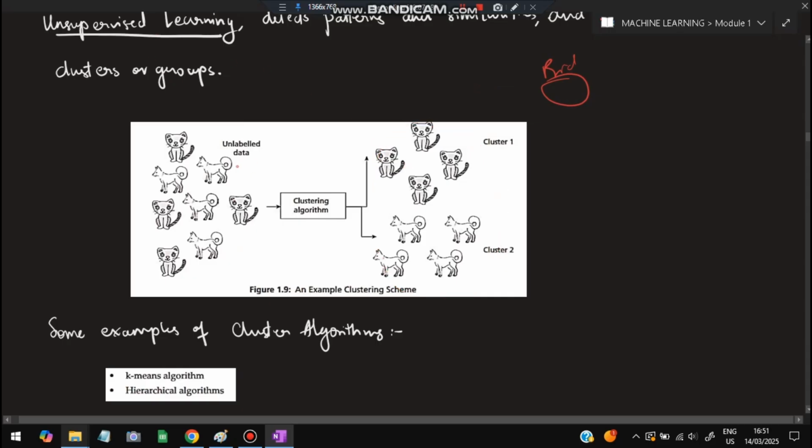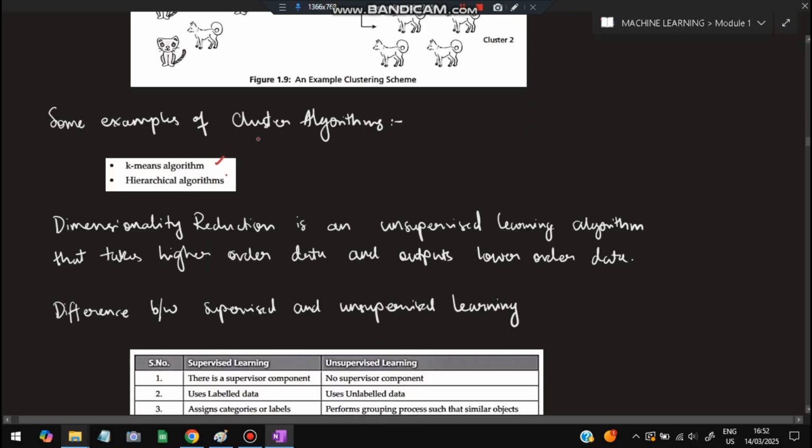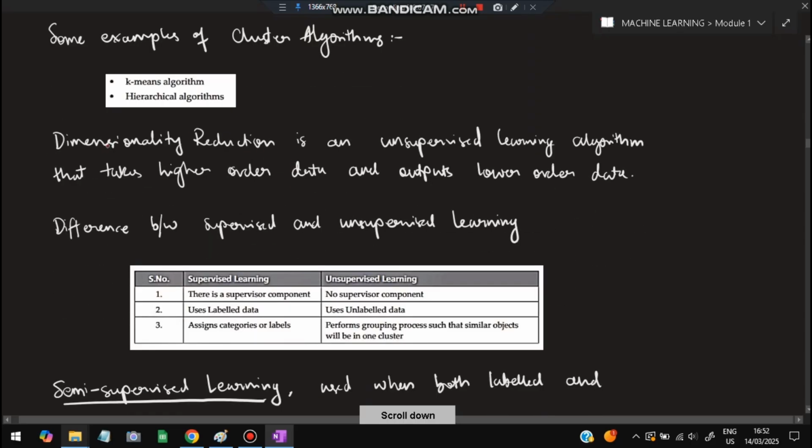We are not specifically telling how many groups there are. Based on similarities it will form groups. Some examples are k-means and hierarchical algorithms. Next comes dimensionality reduction. If it is 3D data, we convert it into 1D data, that is called dimensionality reduction. High order data will be converted into lower order data.